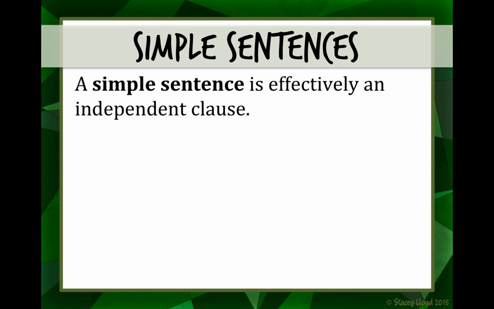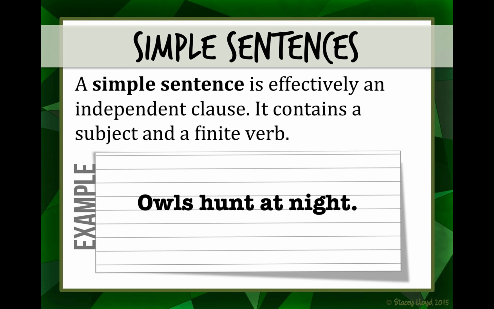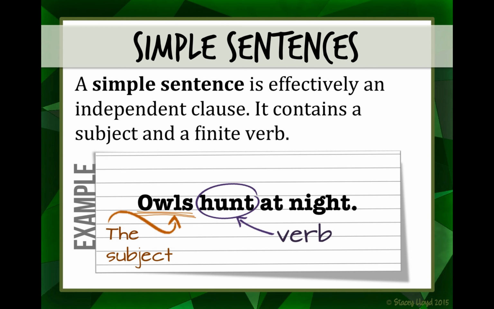So simple sentences are just that. They are a simple sentence. It's effectively an independent clause. It is a sentence that can stand alone. It contains a subject and a verb. So look at this example here. Owls hunt at night. What's my subject? Owls. What's my verb? Hunt. So I've got a simple sentence there. I've got my subject, I got my verb. Did I capitalize my sentence? Yes. Did I punctuate my sentence? Yes.